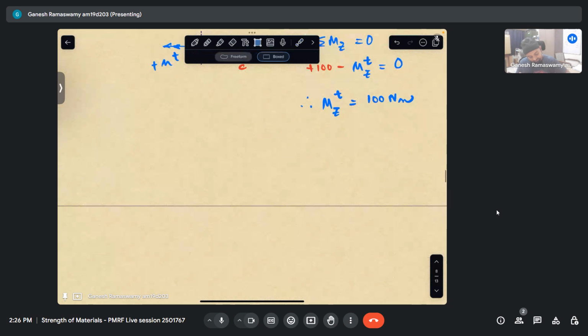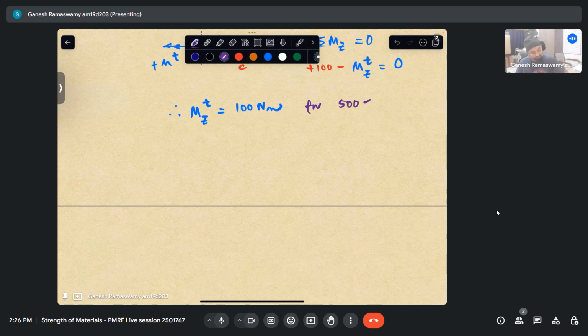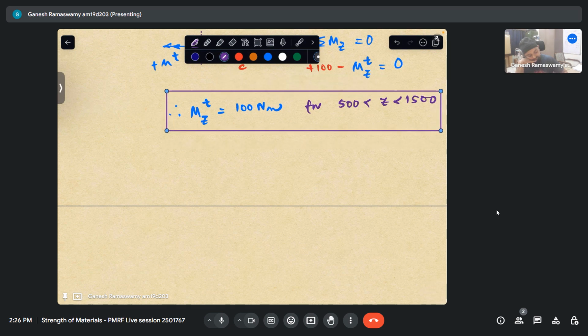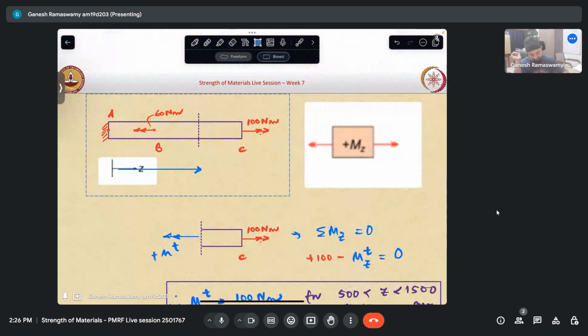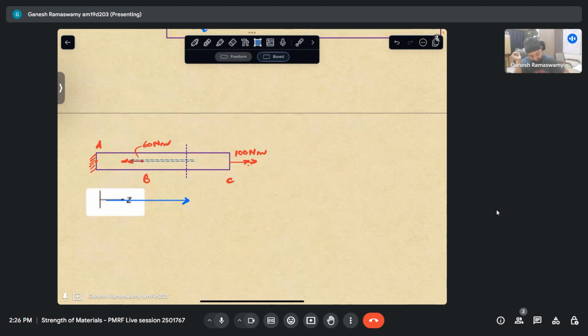So therefore, for 500 less than z less than 1500, this much we have got. So far so good. Now I do the same exercise, but this time I cut the section in this place.